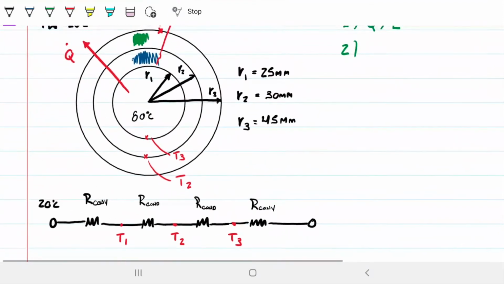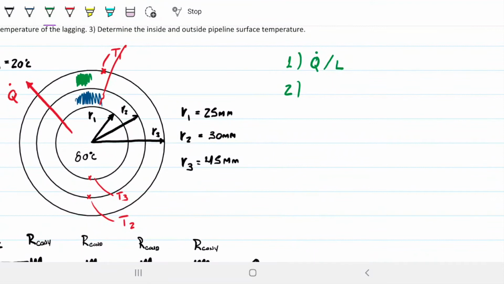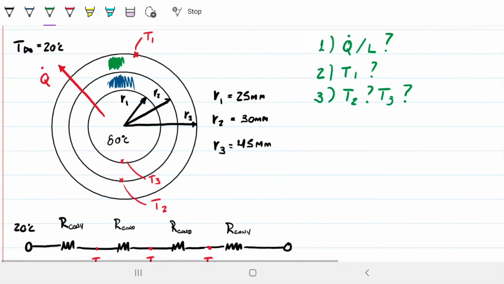So what is our game plan here? Let's just put down the things we're looking for. So here we're looking for T1. There you go. So T1 here, this is what we're looking for in each of these parts here. On part 3, I'm looking for T2 and for T3. Okay, so I'm pretty much solving the whole problem.